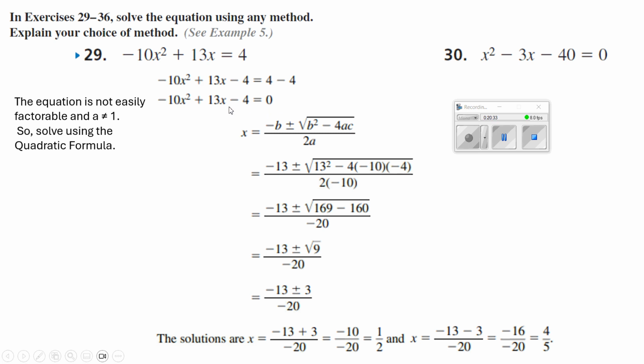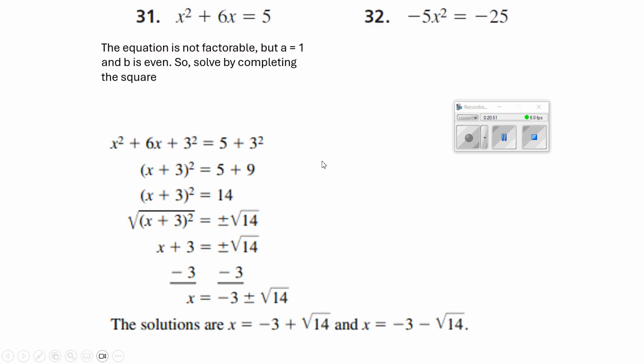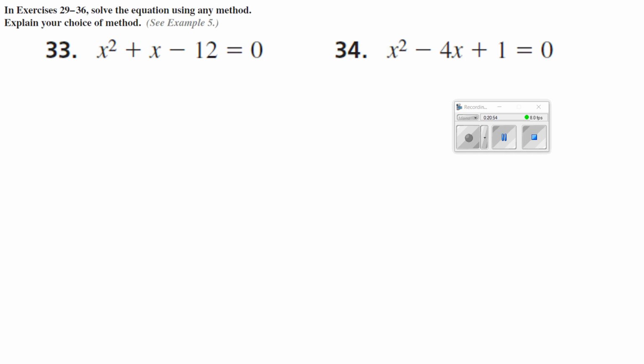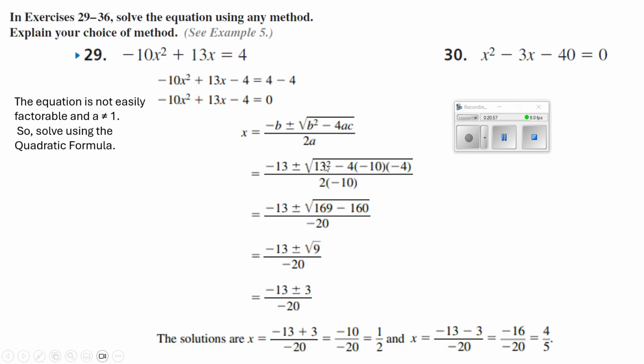And now we're going to put this into our quadratic equation. Remember, this is going to be A, B, and C. So we're going to take 13 in place of B, and that's going to give us a negative 13. And then 13 in place of B squared, which would give us 13 times 13. There we go. 13 times 13, that's 169. And then we're going to replace A with negative 10 and C with negative 4. And here's the other A.